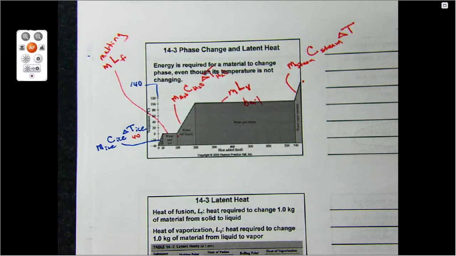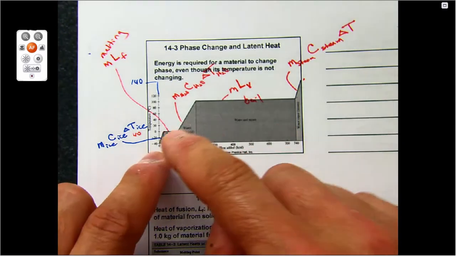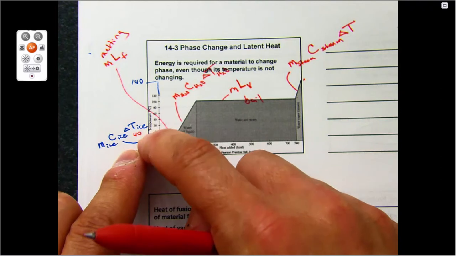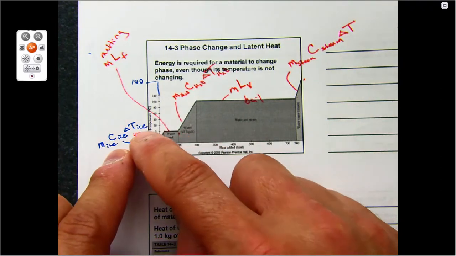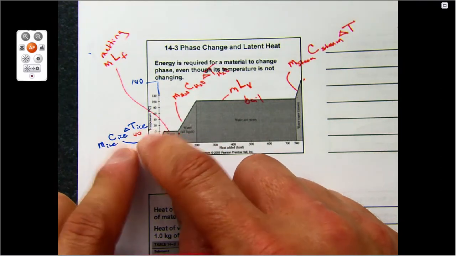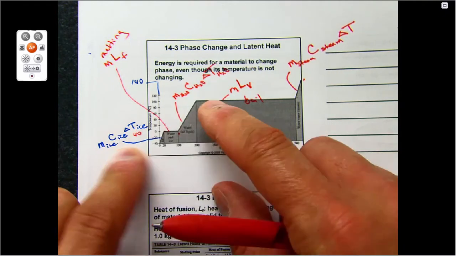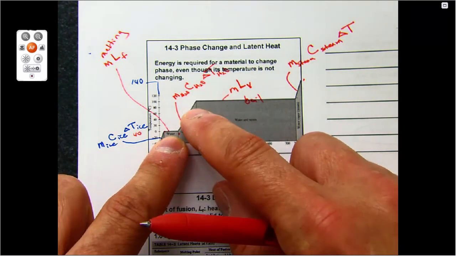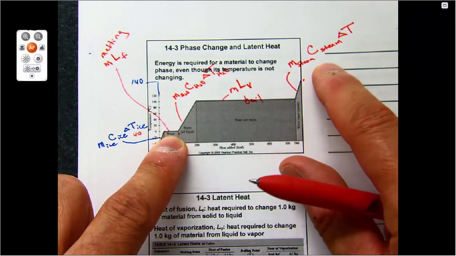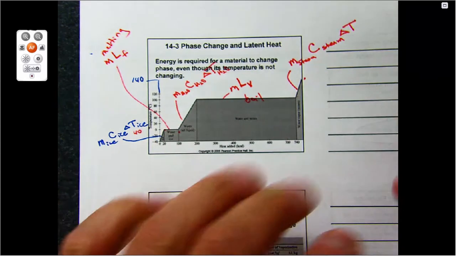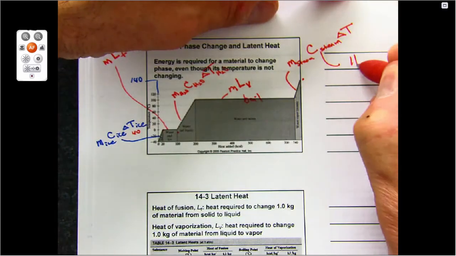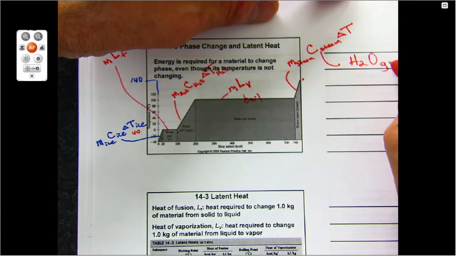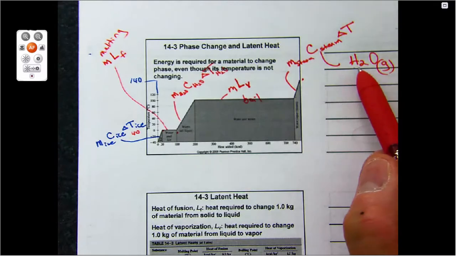Okay? So now, again, I want to stress that you have 3 specific heats for H2O. H2O in the ice phase, H2O in the liquid water phase, and H2O in the gas phase. Any material has them, yes. By steam, I'm saying H2O is a gas.